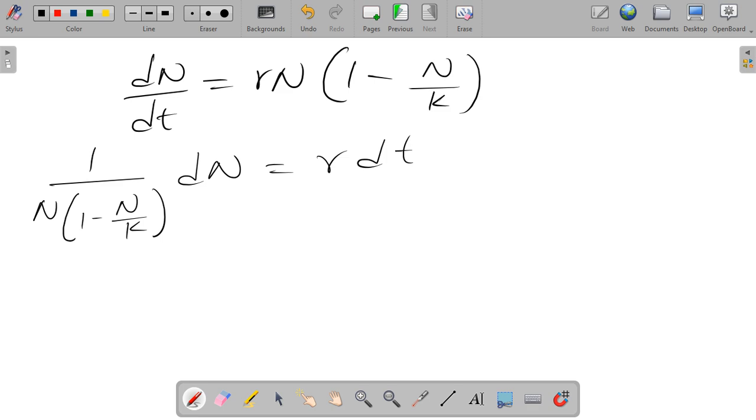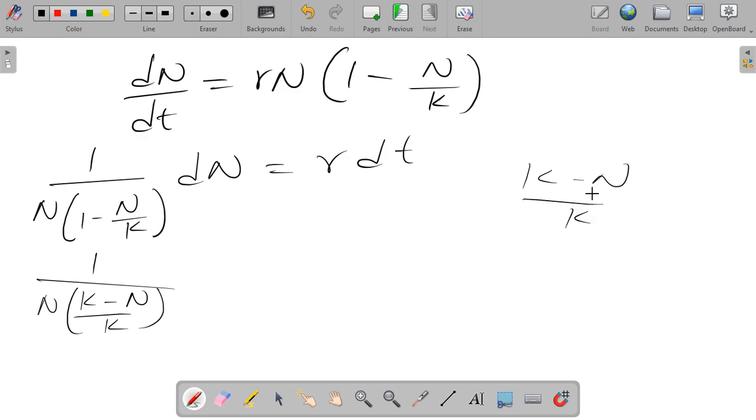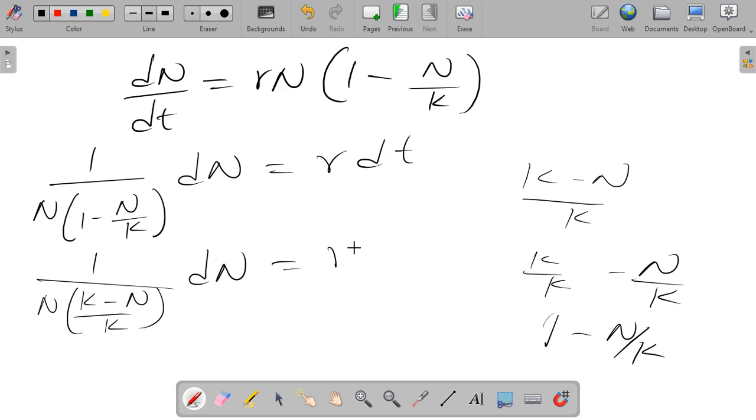So the next thing to do is let us solve here. If we multiply, this is going to be 1 over N times, multiply this by, you have K minus N over K. Let me show you what I mean. This is K minus N over K. If I separate this, it's going to be K over K minus N over K. So K over K is the same thing as 1 minus N over K. So I did not change anything. So dN is equal to r dt.